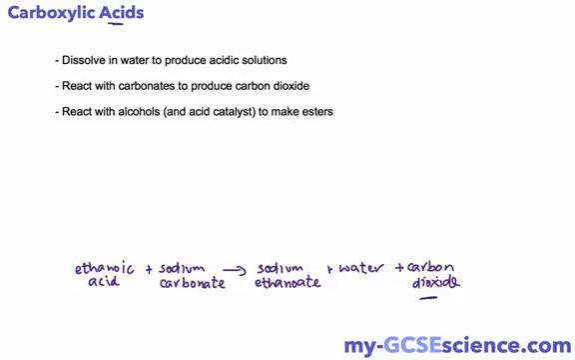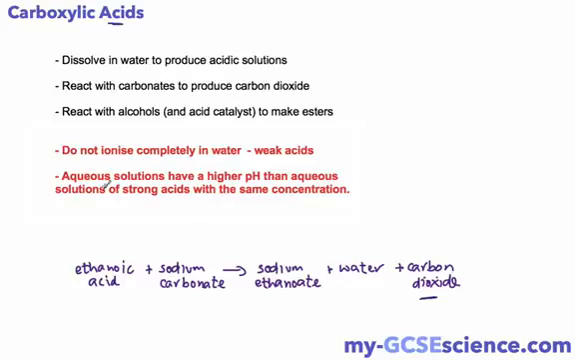The last little thing here is for the higher tier only, so I've done it in red, and it says here that they do not ionize completely in water, so they make weak acids, and they have aqueous solutions. The aqueous solutions of carboxylic acids have a higher pH than aqueous solutions of strong acids with the same concentration.